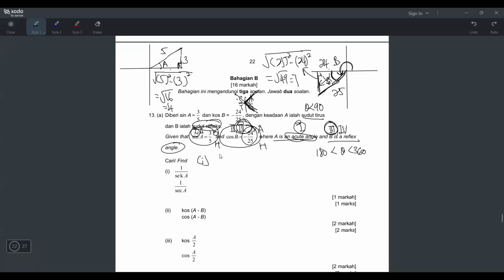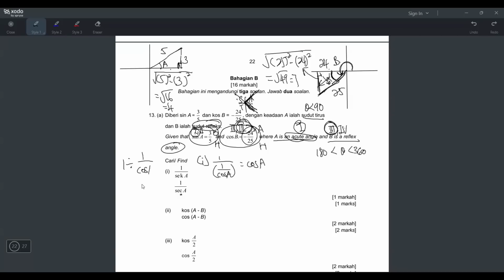Okay, let's do number 1. 1 over sec A, right? We all know sec can change to what? 1 over cos. So it's like 1 over bracket 1 over cos A, right? So it becomes cos A lah. You know why? Because 1 bahagi 1 over cos A is the same as 1 darab cos A over 1. So when you cut, left with cos A, right? So it means you are finding cos A lah.